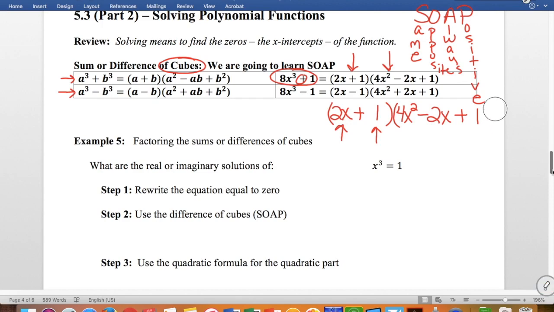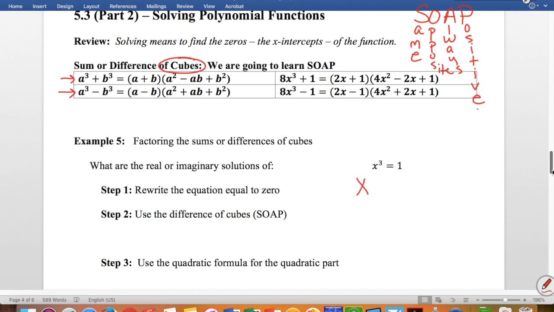So let's practice the SOAP method on this first example. So we have x cubed equals 1. It says rewrite the equation equal to 0. So we have x cubed minus 1 equals 0. Very, very similar to the one I did up top. We just don't have an 8 in front of it. So we're going to use the difference of cubes to use SOAP. So you're going to break it into one binomial parentheses and a trinomial parentheses.